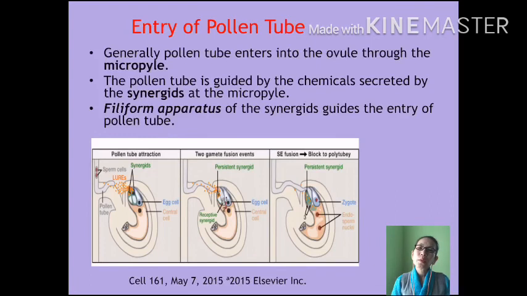Once the pollen tube gets into the embryo sac through one of the synergids, the pollen tube along with the receptive synergid bursts open in order to release the two male gametes into the embryo sac. The two male gametes then take part in double fertilization.